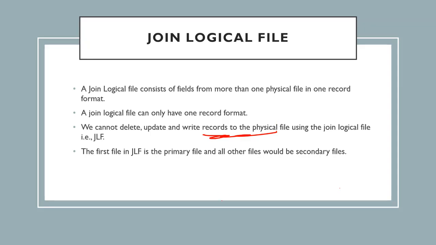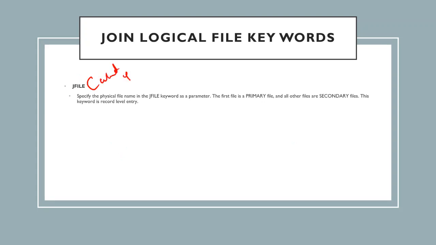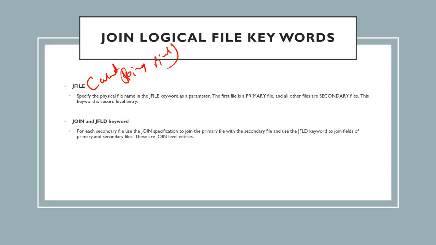So the first file in the JLF is the primary file, and the other would be the secondary file, whatever you mentioned there. J file is one of the join logical file keywords. In J file, you have to mention which files you want to join. Joining files, you have to mention here. And in J field, you have to mention which fields you want to join on. Join fields means common fields in both the files.